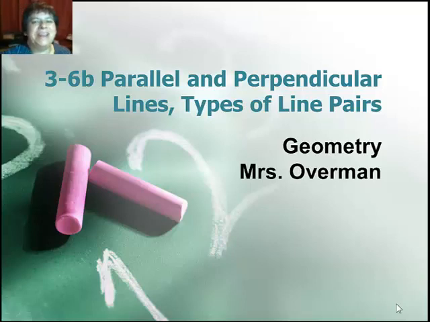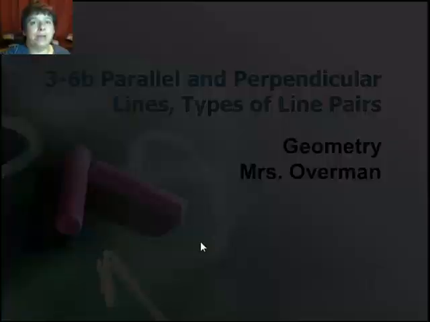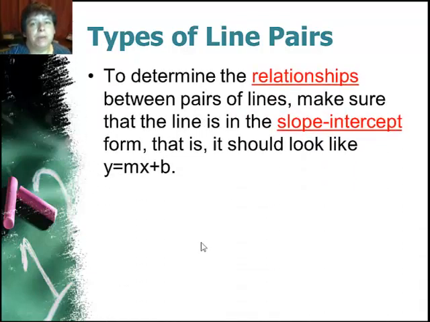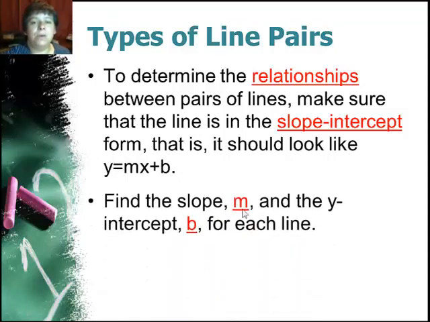Anyway, so let's go ahead and talk about different types of line pairs based on the equations of lines, the slopes and the y-intercepts. To determine the relationships between pairs of lines, make sure that the line is in slope-intercept form. That is, it should look like y equals mx plus b. And this is on your math chart as we discussed last time. So find the slope, which is m, and the y-intercept, which is b, for each line.